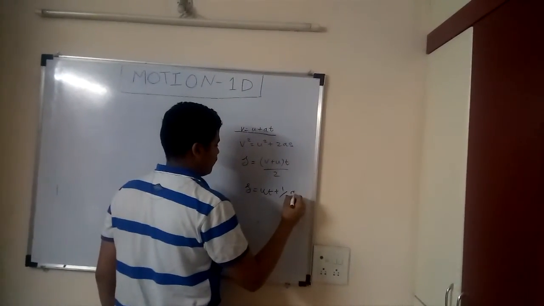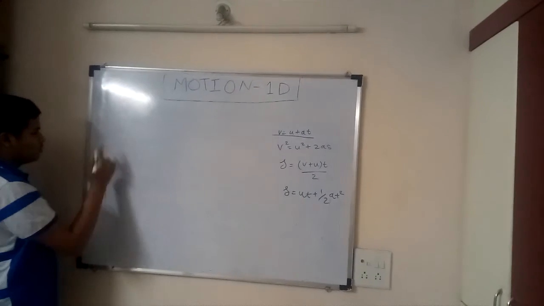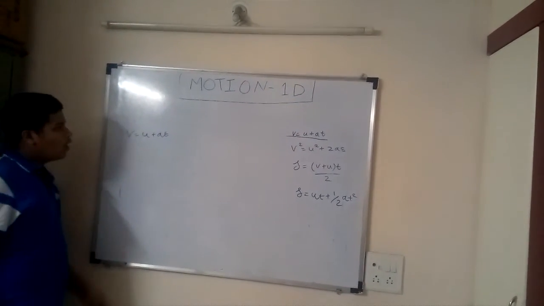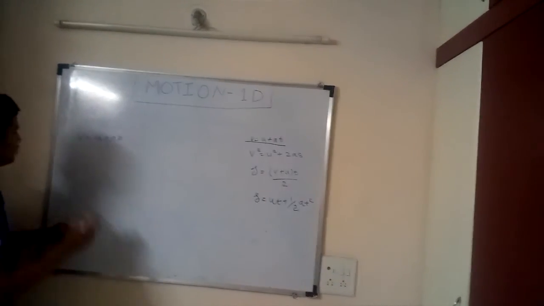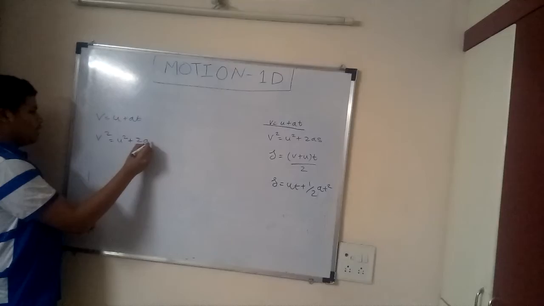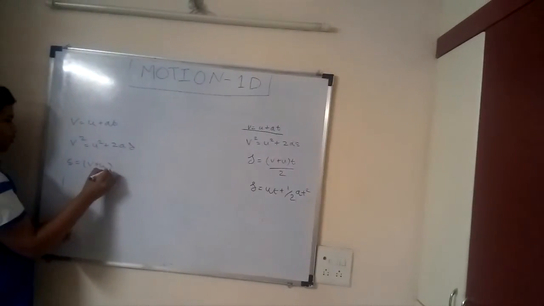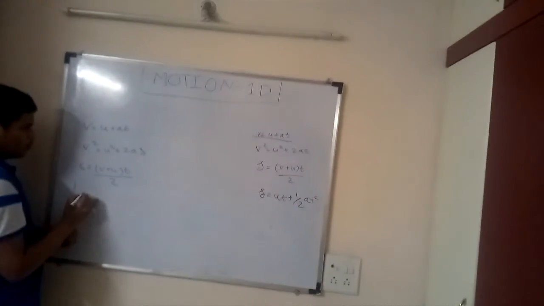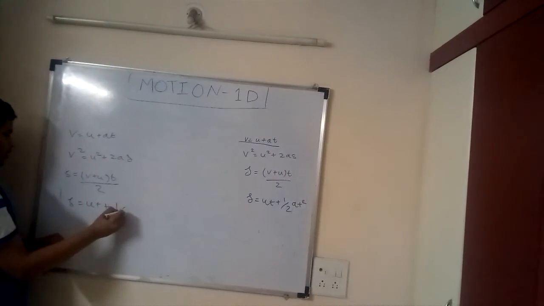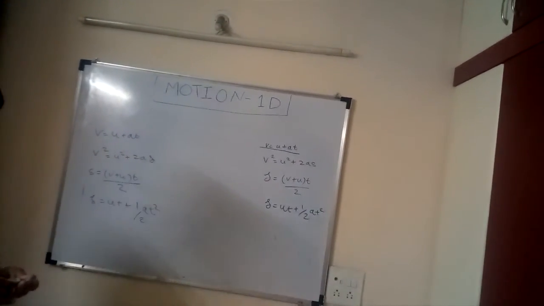Plus half at square. Okay. Now the first equation was v is equal to u plus at. You know how we derived it. The second one was v square is equal to u square plus 2as. Third one, s is equal to v plus u into t upon 2. And s is equal to ut plus half at square. Okay, now these are very important, so you can note it down.